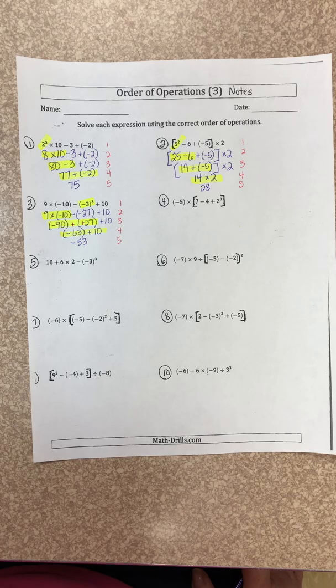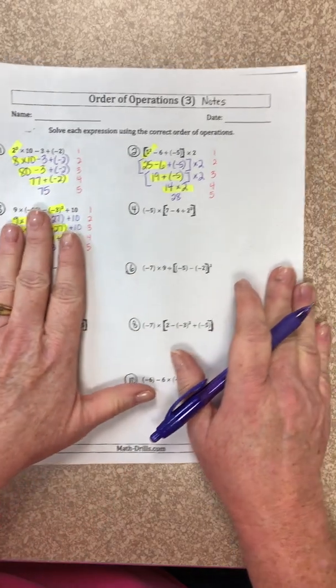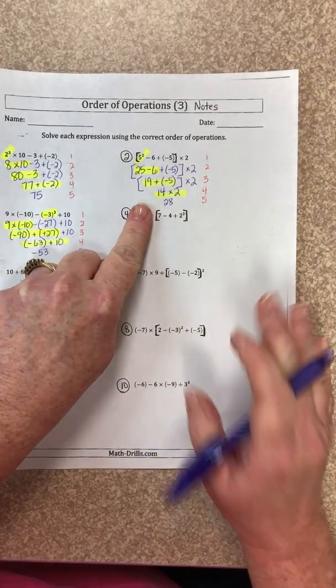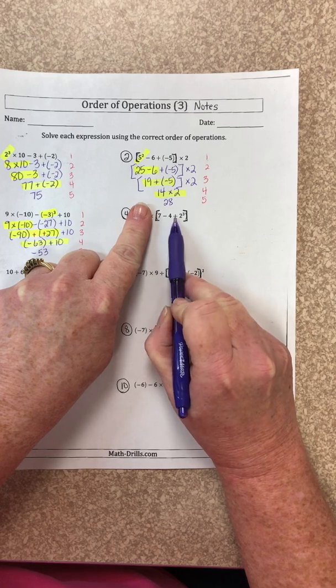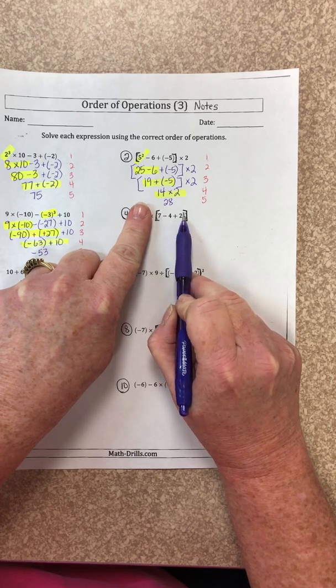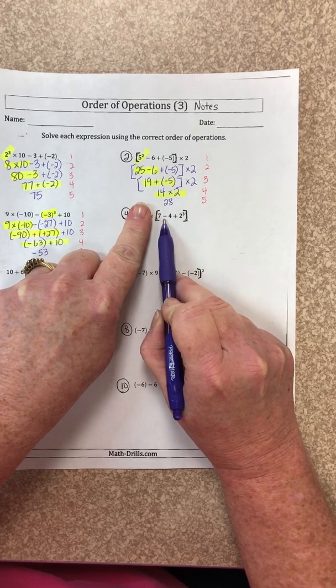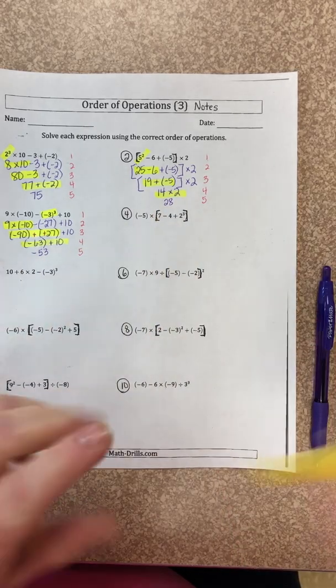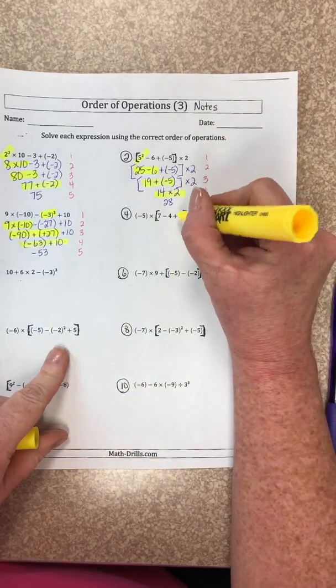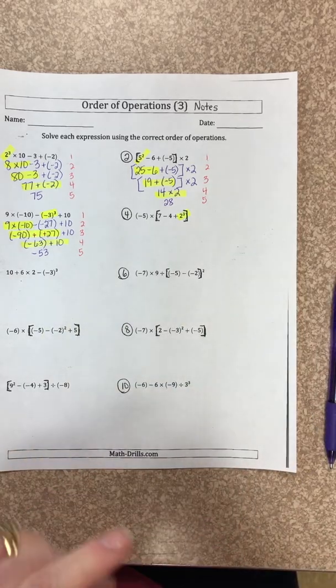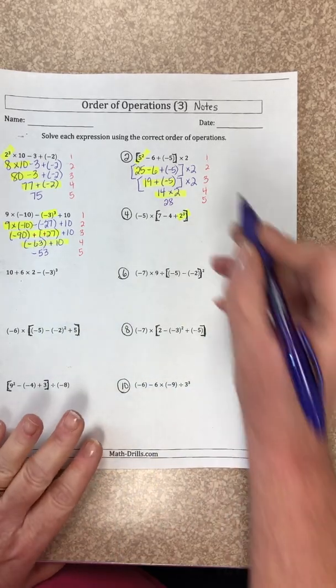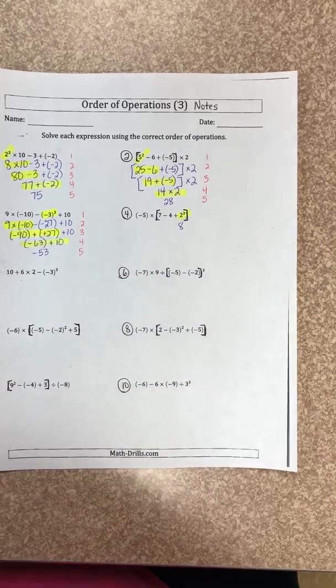Number 4, we have brackets again. So I'm going to use my finger just to cover up what we don't need to look at right away. We have subtraction, addition, and an exponent. So the exponent comes before addition and subtraction. So let's highlight that. That's 2 cubed. So that's 2 caret 3, which is 8.